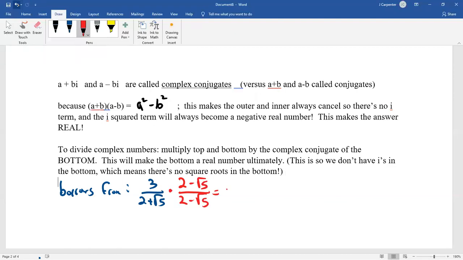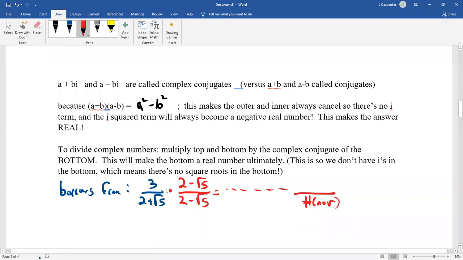And then you would just continue on, and ultimately you would have a whole number in the bottom with no square root. I'm not going to finish that problem. You're more than welcome to on your own. But that's the idea we're borrowing from, rationalizing the denominator with square roots. The reason we borrow that idea is because i's and square roots are literally the exact same thing.